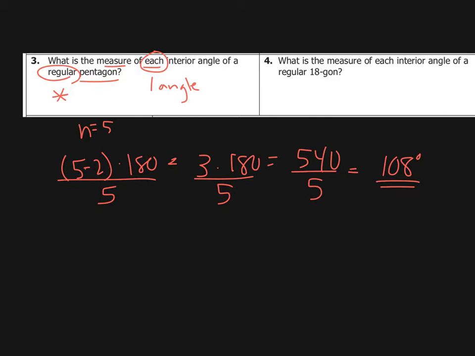Why don't you take this same approach and you complete number 4. Press pause now and wrap that one up. Again, find the sum, and then take that sum and divide by the number of angles that's inside of it. Then move on.